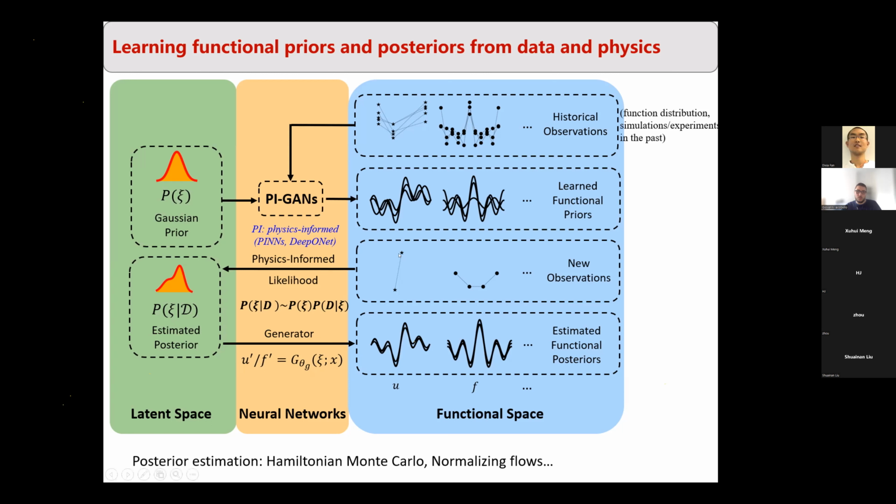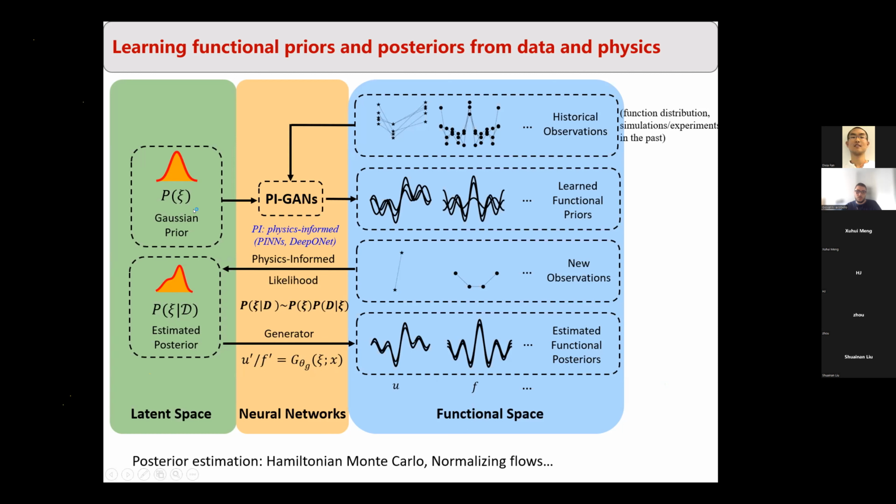If we have some new data on these functions, we can then perform the Bayes rule or Bayesian inference in the latent space or the input space. Once we get a posterior in the input space, we can then feed it to the generator to get posterior samples in a functional space. For the posterior estimation, we can also use Hamiltonian Monte Carlo or normalizing flows.